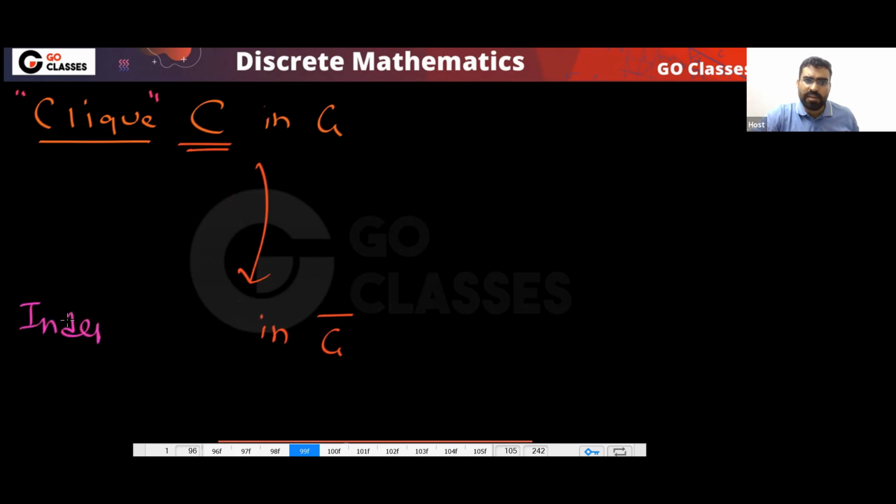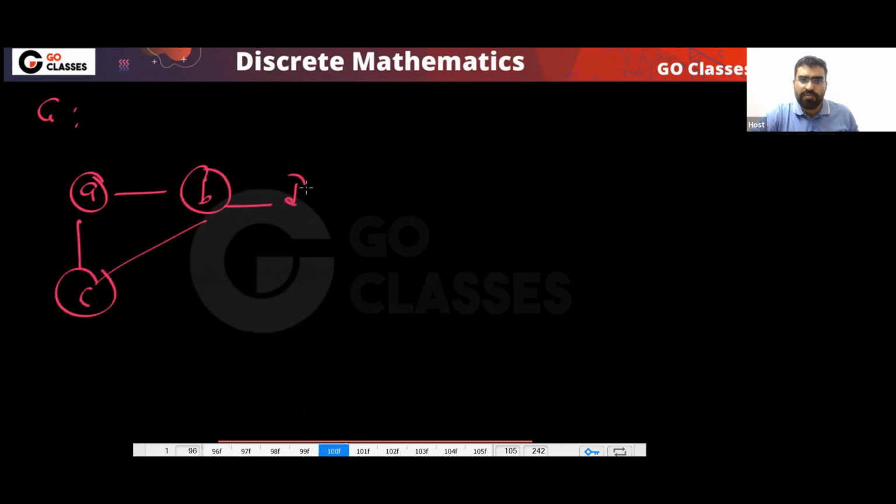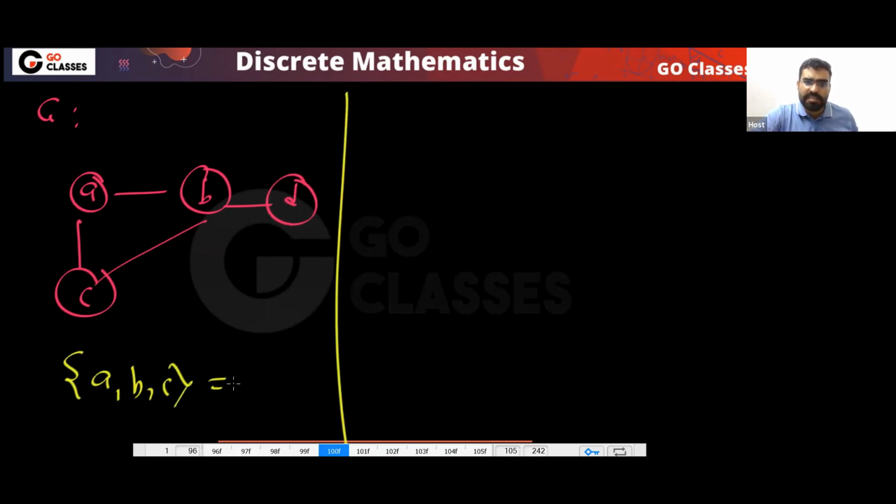Very good. This C will become an independent set in G complement. Why? Because it is a clique in G. Okay, you have this graph G. Let's assume A, B, C. This is your graph. You can notice that in this graph, A, B, C is a clique.